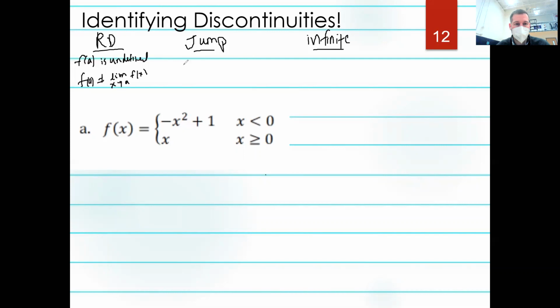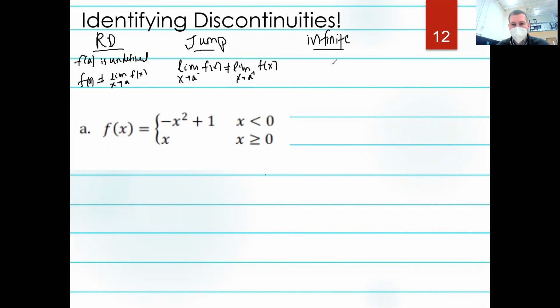Remember that jump discontinuities are basically just when the left limit is not equal to the right limit of that function, right? So if we take the one-sided limits and they are not equal, we have a limit that does not exist, right? And that means that we have a jump discontinuity.